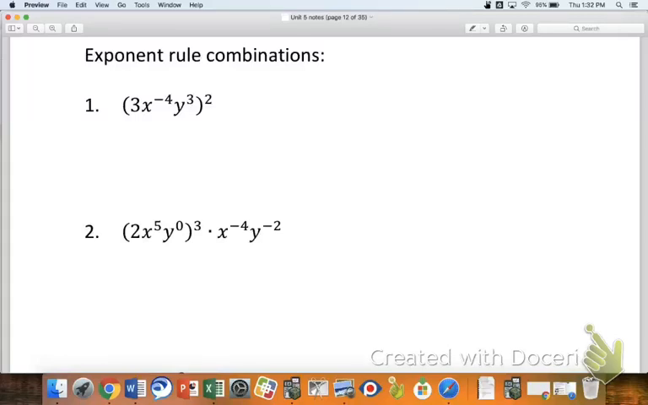So guys, here would be my first thought on this one. I've got this whole product right here raised to the power of 2, and so I'm going to basically raise every factor inside to the power of 2. So this would be 3 squared times x to the negative 8. This is where we multiply our exponents, because negative 4 times positive 2 is negative 8. And then y to the 3 squared would be y to the 3 times 2, which would be y to the 6th.